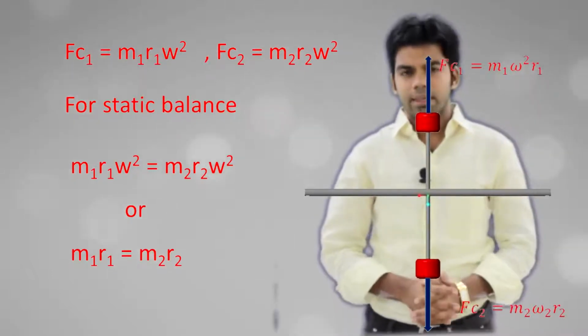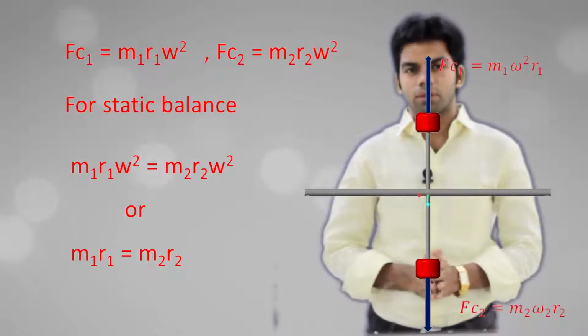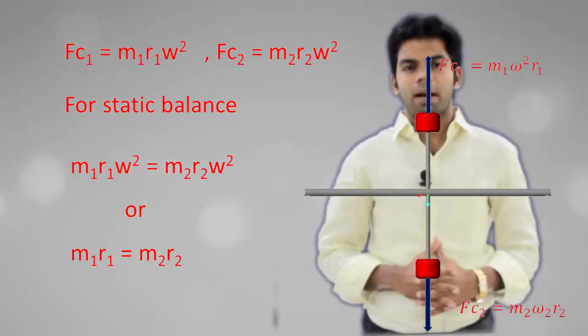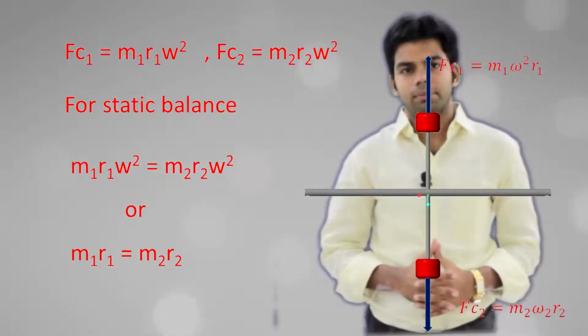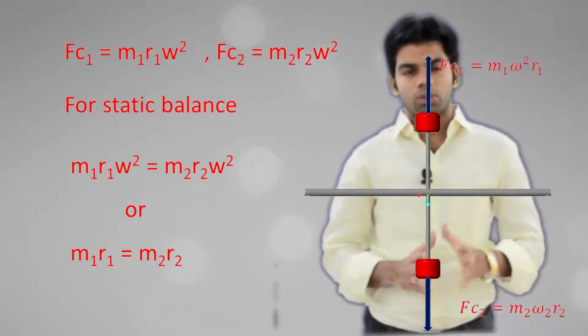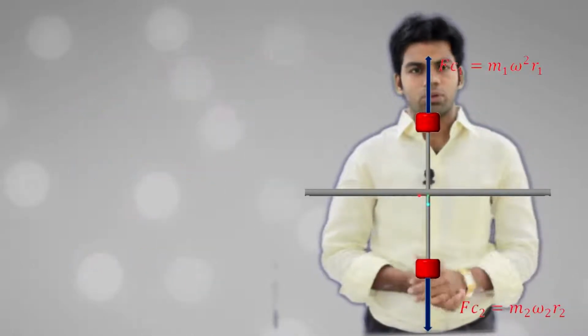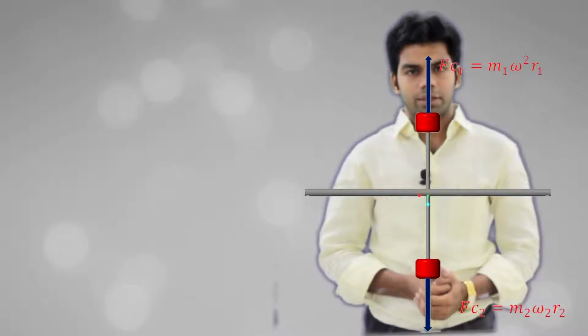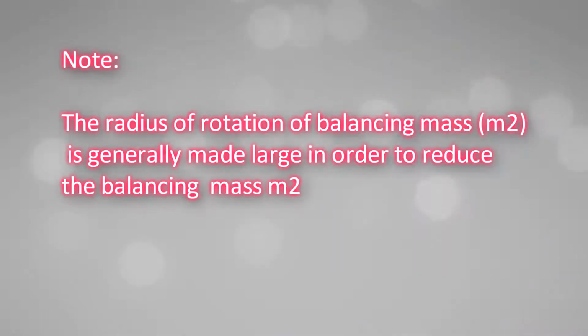That is the first thing. Second thing, you can see the centrifugal force is directly proportional to mass and radius of rotation, because omega square is constant for both cases and will be cancelled out. So it is directly proportional to mass and radius. So you can take two important notes here.